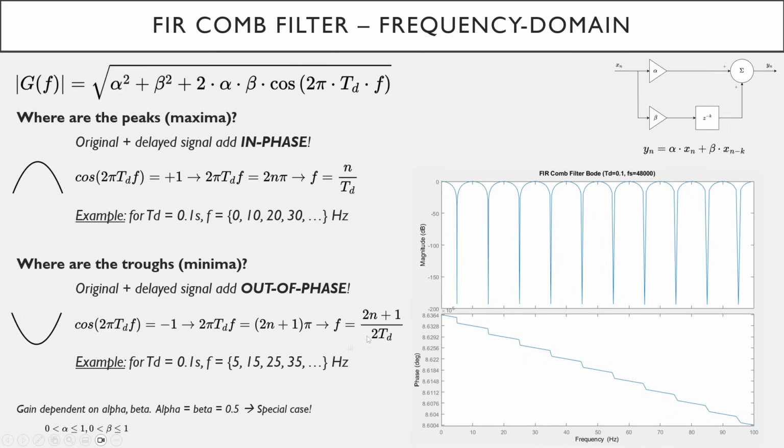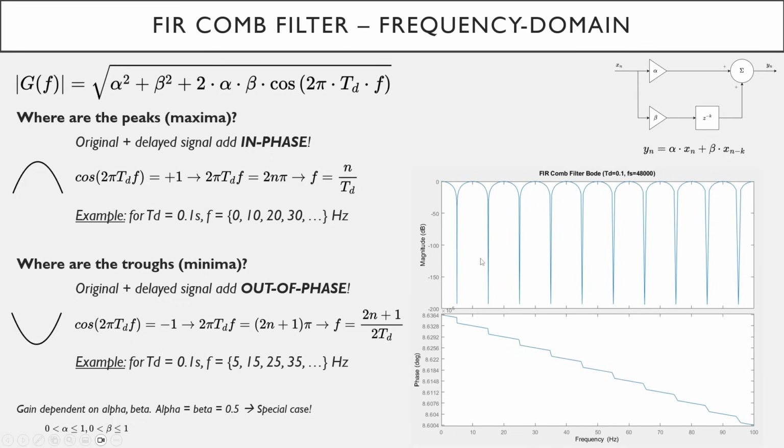So a bit more involved, but what we can see if we plug in, for example, time delay is 0.1 seconds or 100 milliseconds, then we get 5, 15, 25, 35, 45 and so on Hertz. Again, looking at the Bode diagram, at 5, 15, 25, 35 and so on, we get these minima. Keep in mind, the gain is dependent on alpha and beta. In this particular diagram on the right-hand side, I've chosen the special case where alpha equals beta equals 0.5.